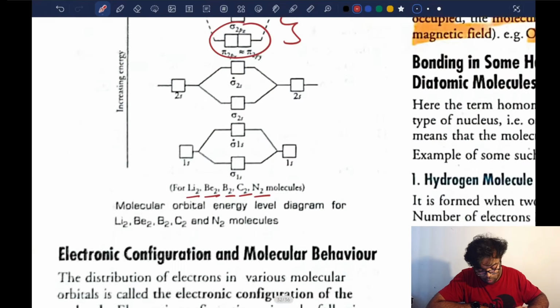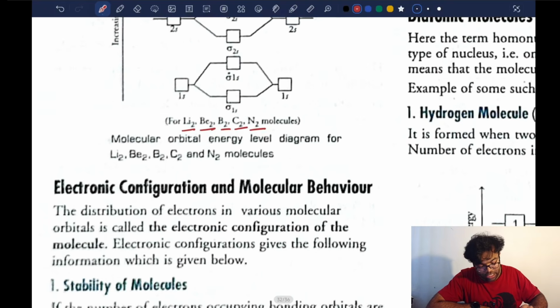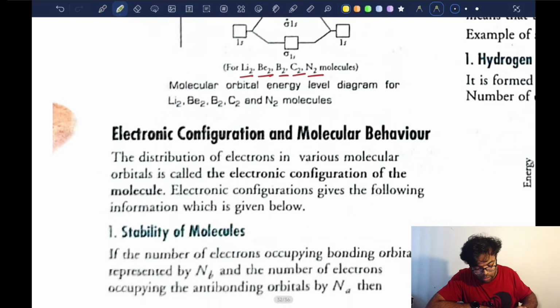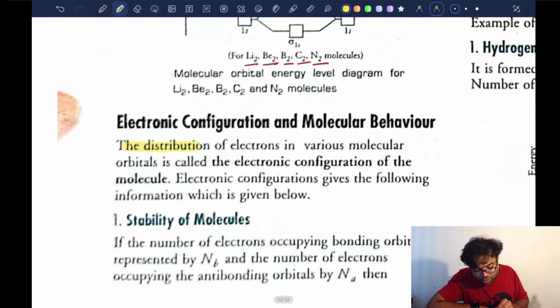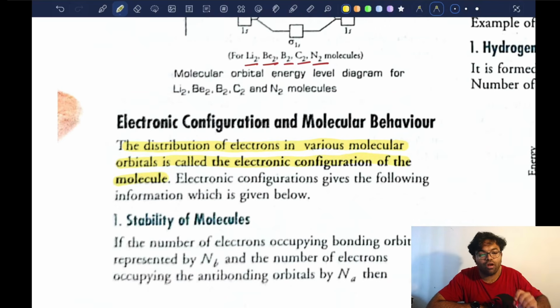Okay, let's move on. Now, the electronic configuration and molecular behavior. How does the molecule behave when you have given it such a structure? Let's see. The distribution of electrons in various molecular orbitals is called the electronic configuration of the molecule.